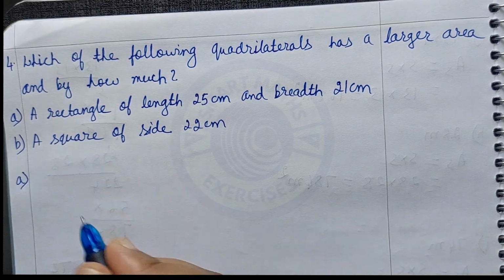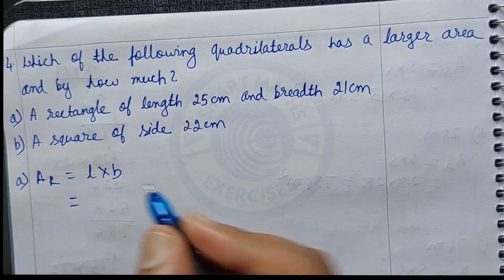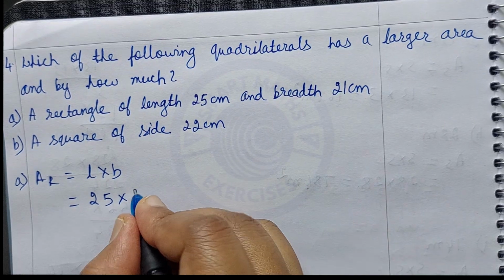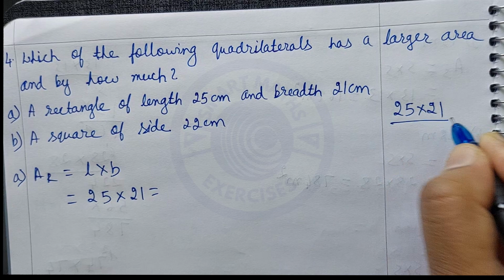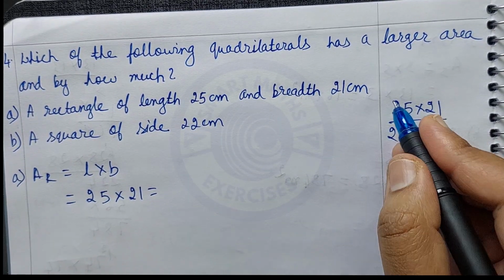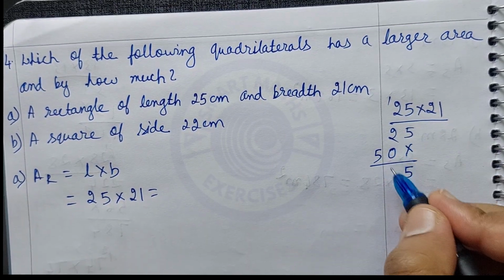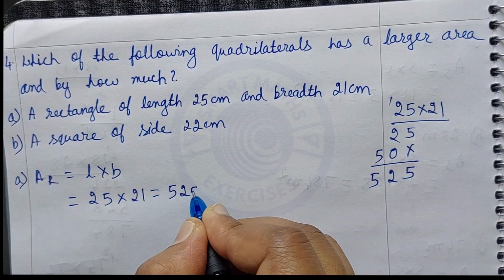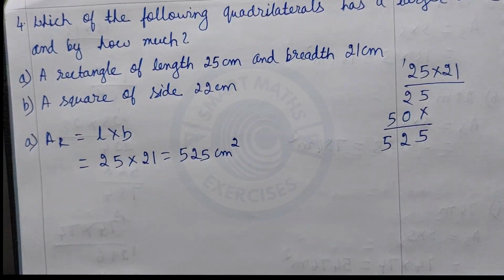First, let us find out area of rectangle. Area of rectangle is length into breadth. Length is 25, breadth is 21. Multiply 25 into 21. 1 5s are 5, 1 2s are 2, 2 5s are 10, 2 2s are 4 plus 1, 5, 5, 2, 5. Area of rectangle is 525 centimeter square.